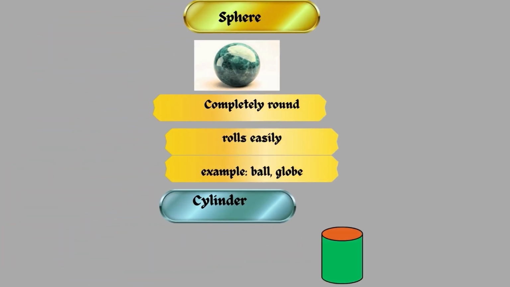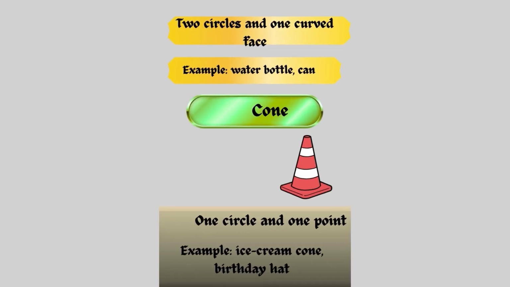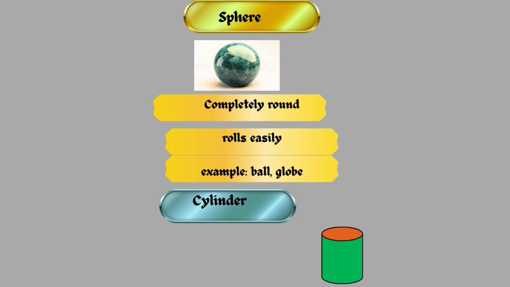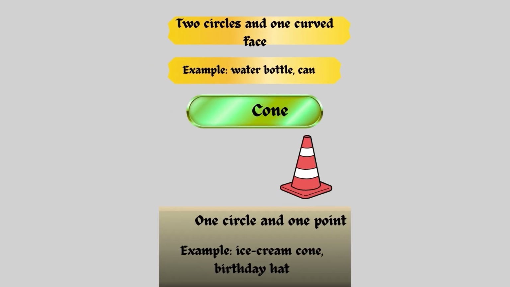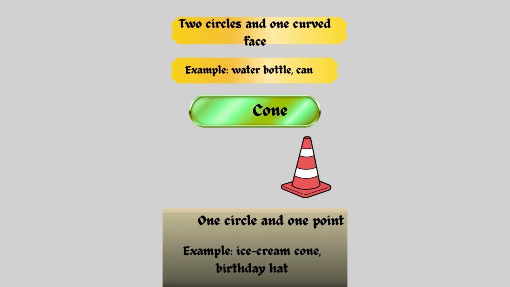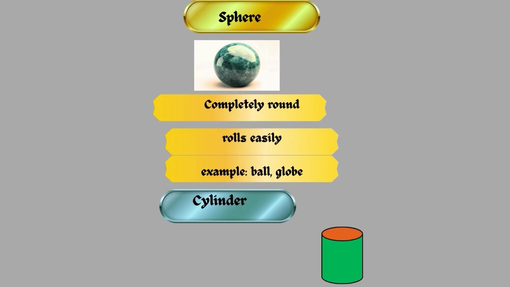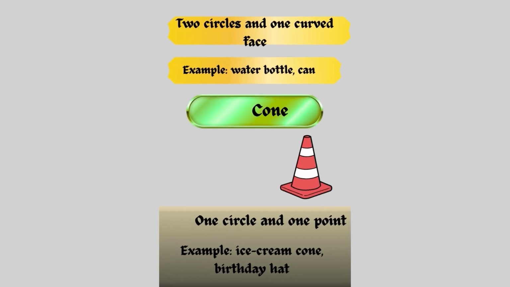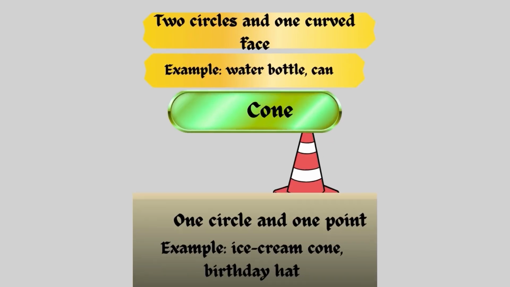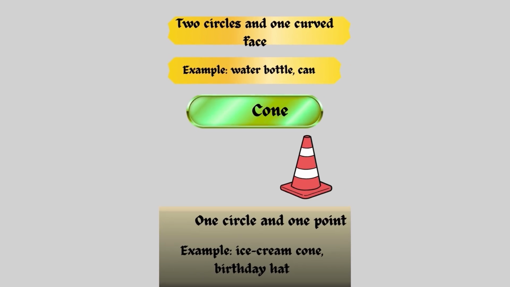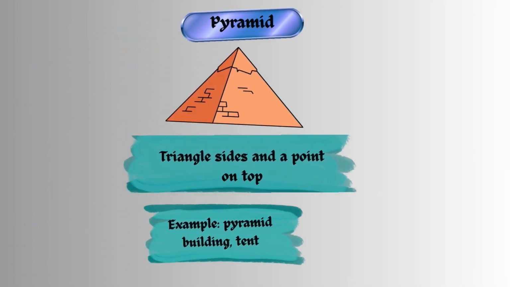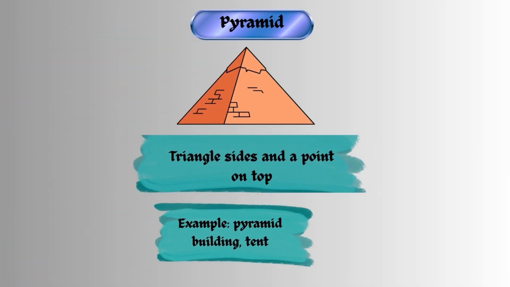Next is the cylinder. A cylinder has 2 circular faces, 1 curved surface, and no vertices, no corners, only 2 circular edges, 2 circular faces, and 1 curved surface. A sphere. What is a sphere? All points on the sphere are at the same distance from the center. And a sphere has no vertices, no corners, no edges, no flat surfaces, only 1 curved surface. Examples are an orange ball or a globe, right?